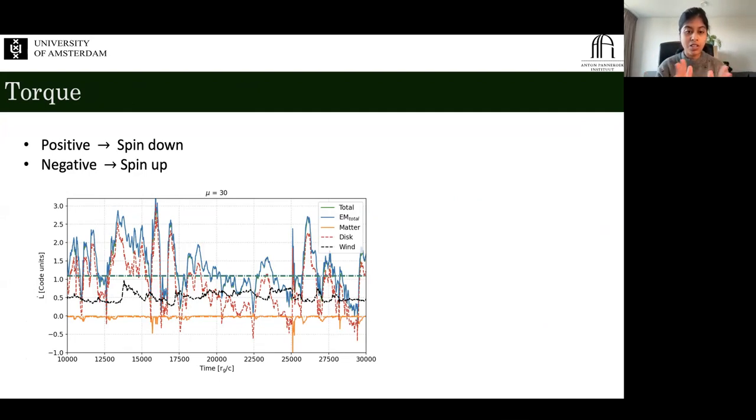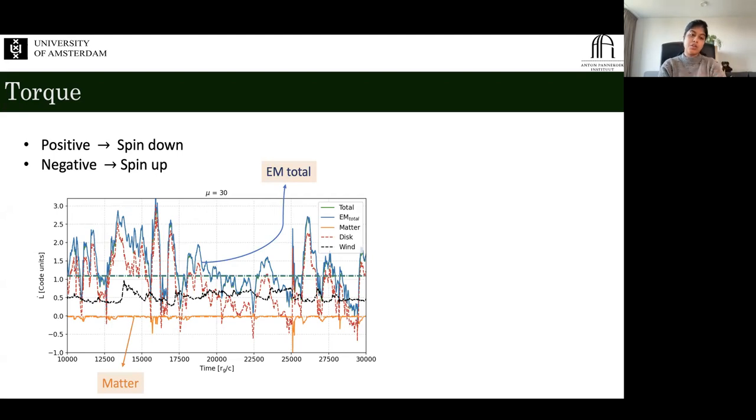Now, the whole plot actually looks pretty crowded, but let's try to get through this one by one. Every time I talk about positive, it means that it's spinning down the star, and when I talk about negative, it means it's spinning up the star. This is just a convention that we go with here. We divide the total torque into the electromagnetic torque and the matter torque. Since the magnetospheric radius is inside the co-rotation radius, the matter torque is always spinning up the star no matter what.